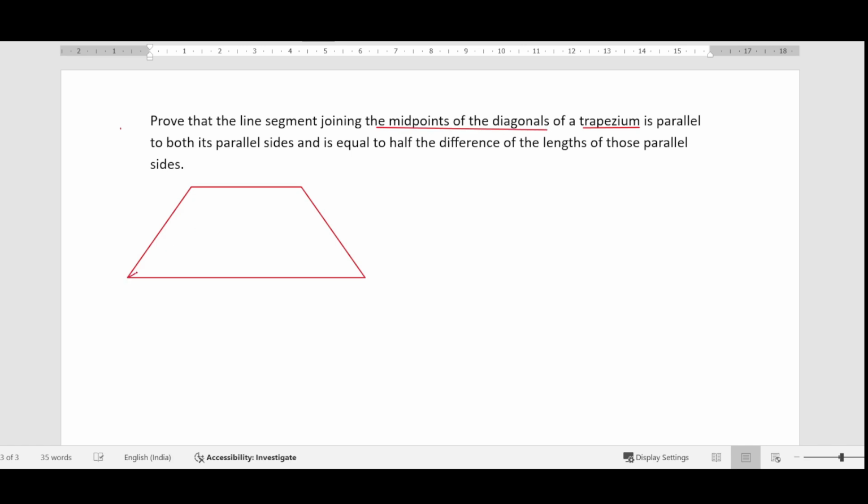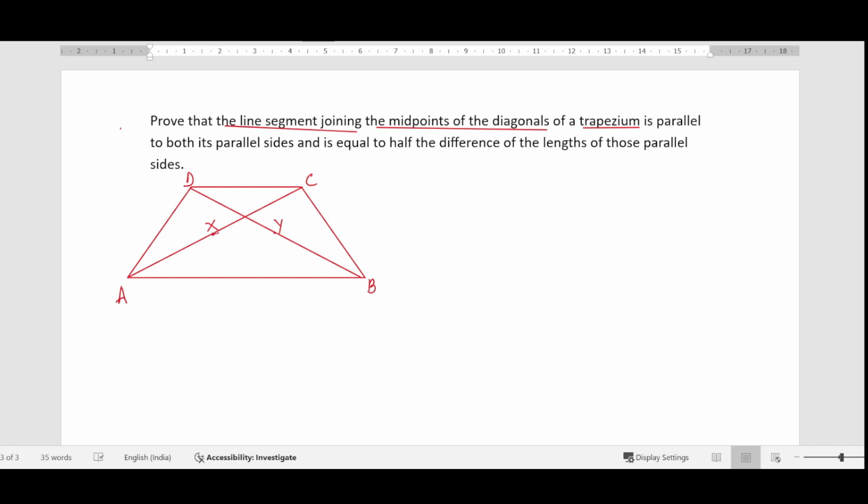So draw diagonals. Name the trapezium A, B, C, D. Let the midpoints of the diagonals be X and Y. After that, he is saying line segment joining the midpoints.